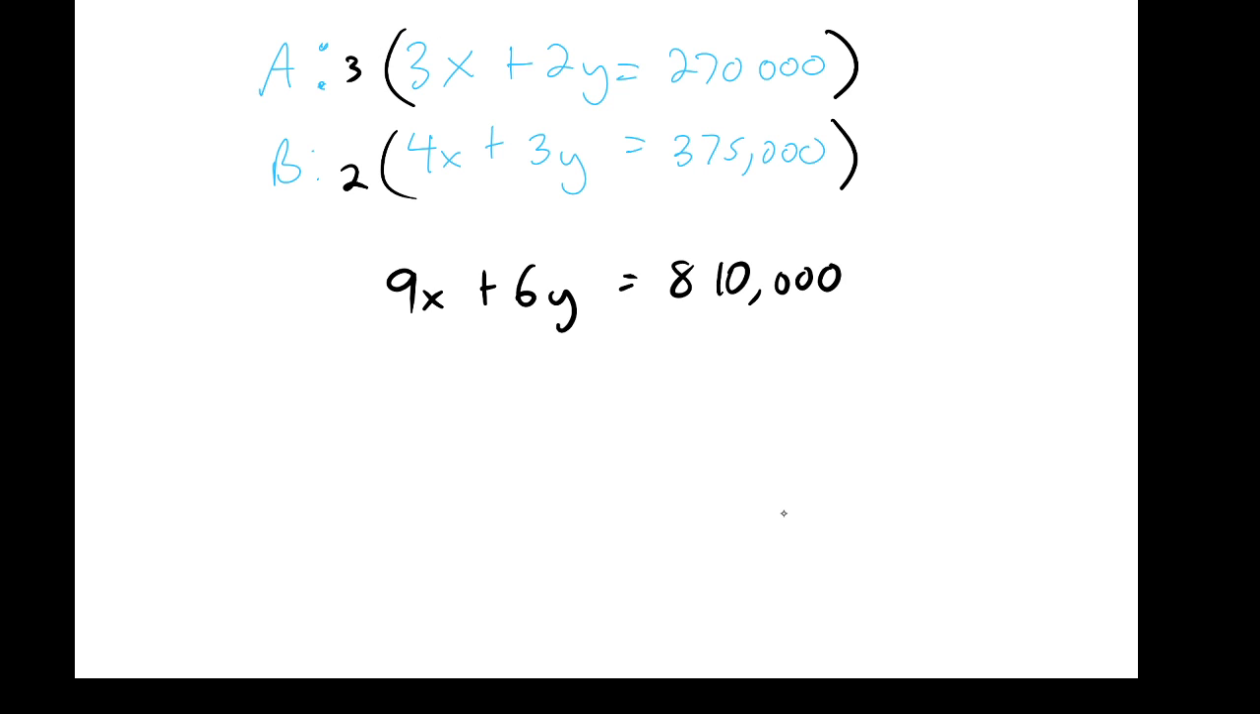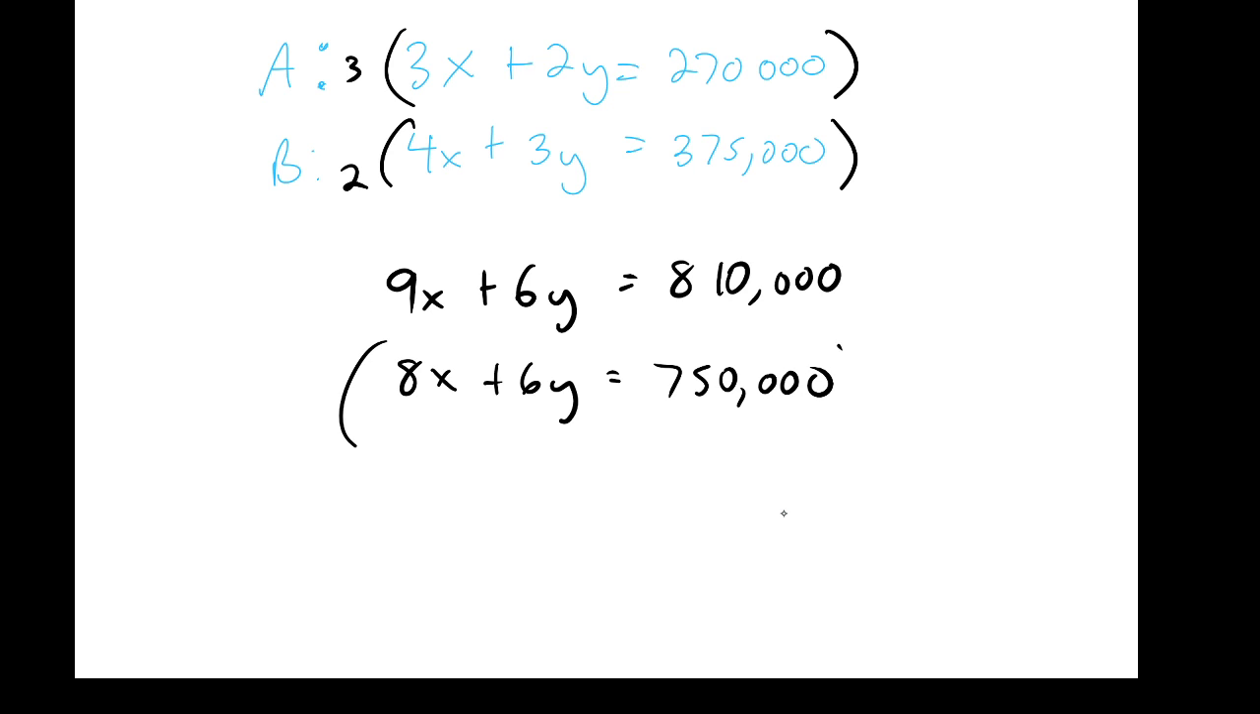Okay. Now, same deal here. I'm going to multiply. 2 times 4x is 8x. 2 times 3y is going to be 6y. You guys see it now, I hope? When we multiply, now we have our matching coefficients. And then our 2 times 375k is going to be 750,000.